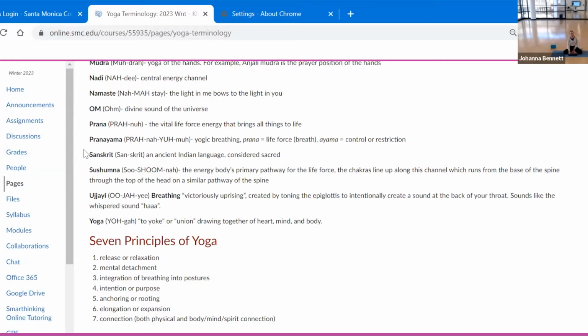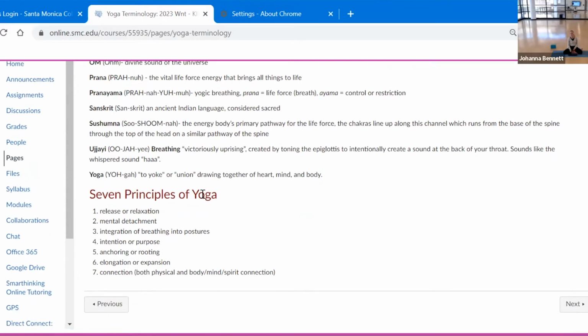Okay. And then just quickly, the seven principles of yoga that are mentioned: yoga helps the principle of release or relaxation. By contrast, we are also contracting many of our muscles in our body because we will eventually release them, and through that there is a relaxing state.